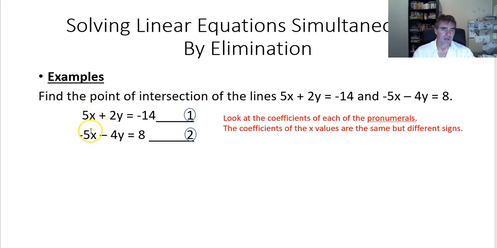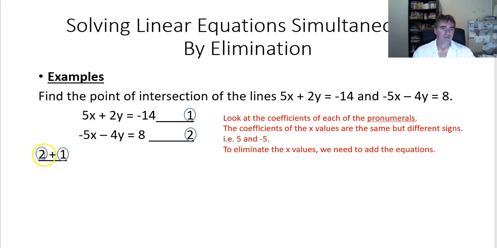So if I want to eliminate those x values, then because they're opposite signs, I'm going to add the two equations together. Alright, so when they're the opposite signs, then we're going to add the equations so that these x values will eliminate. So let's write down what we're doing. We're going to take equation 2 and add it with equation 1. So 5x plus negative 5x. That's 0x, which is just 0. They eliminate.